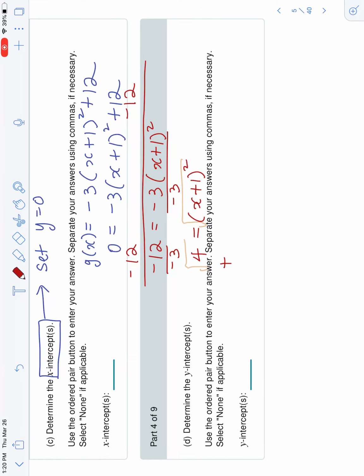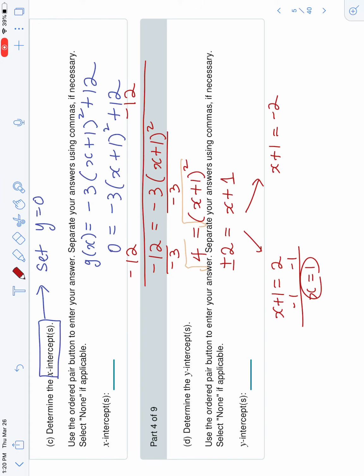You will take the square root, right? If you take the square root, we're not going to get just +2. We're going to get plus or minus 2 equals x plus 1. Now, this is where we have to separate these into x plus 1 equaling either +2 or x plus 1 equaling -2. All right, let's solve for the x values. Subtract 1 from both sides. The first x-intercept is at +1. Subtract 1 from both sides. The second x-intercept is at -3.